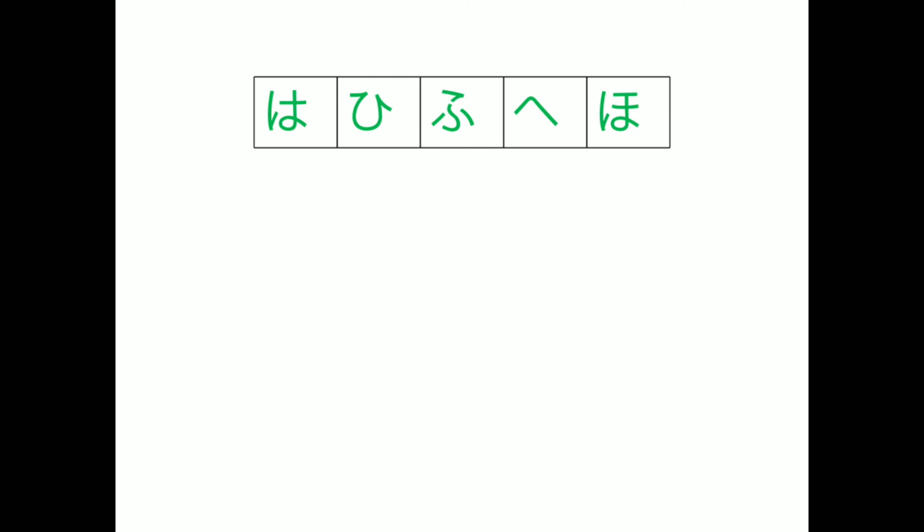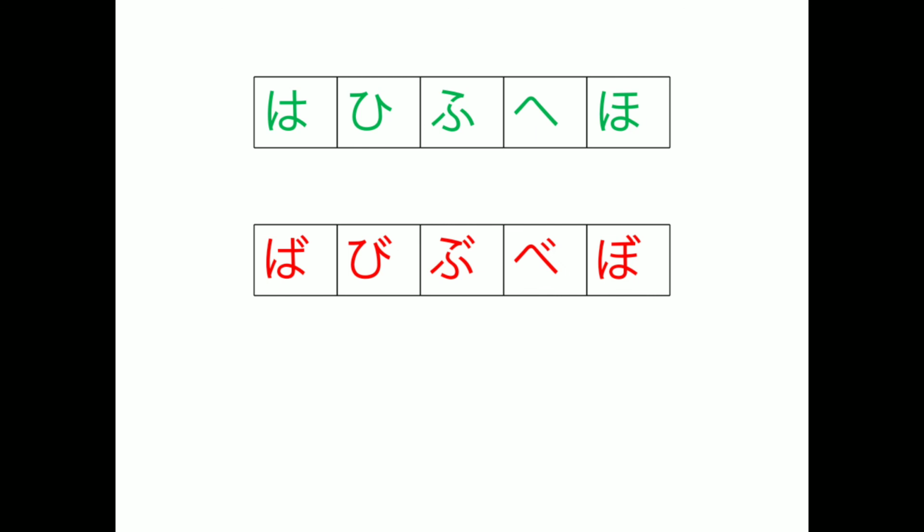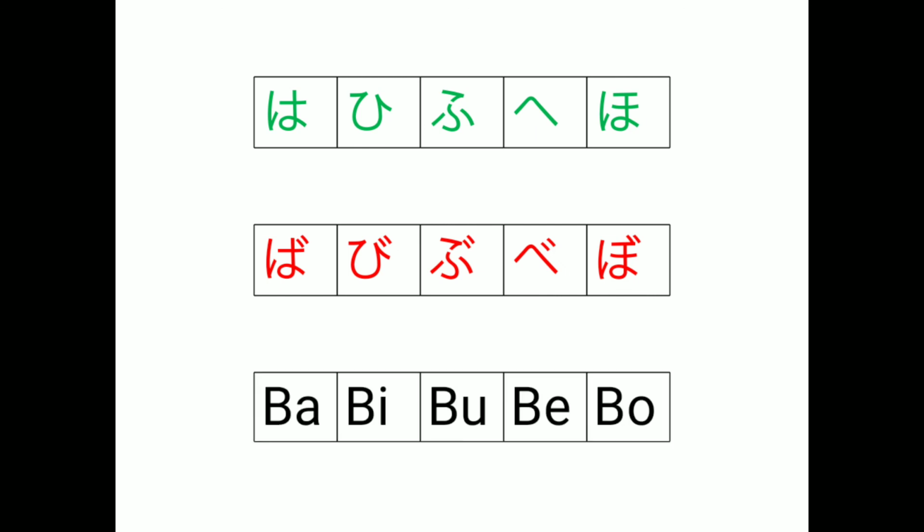Next we have ha, hi, fu, he, ho. Adding the teNten mark, we have ba, bi, bu, be, bo. It becomes a B instead of an H. And that's it. These are the Hiragana alphabets which can be changed or converted using the teNten marks.